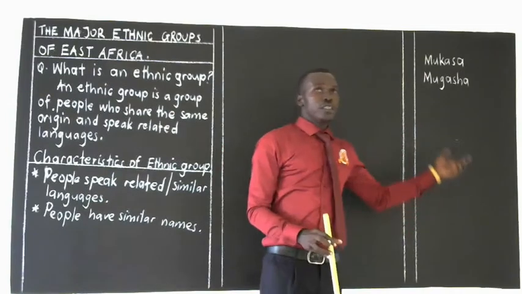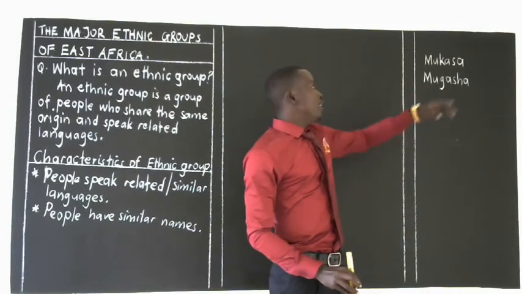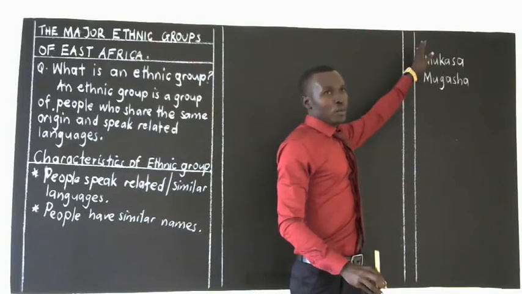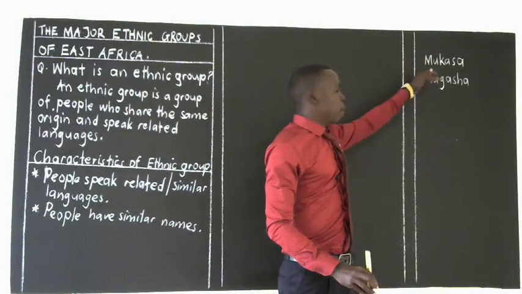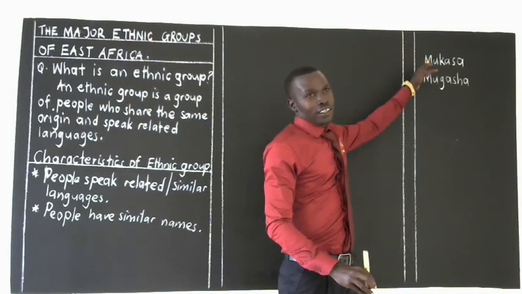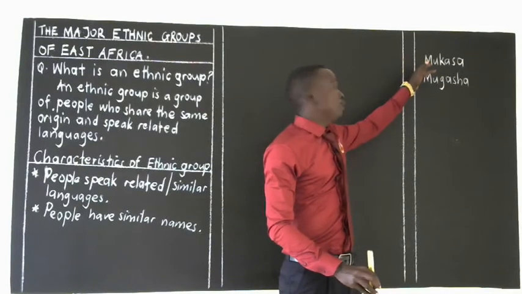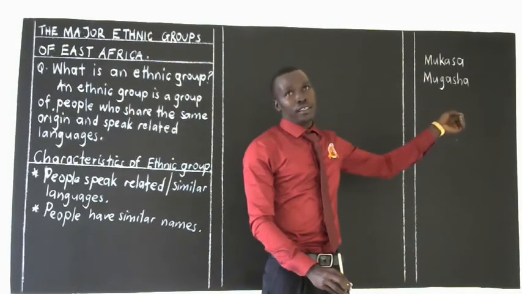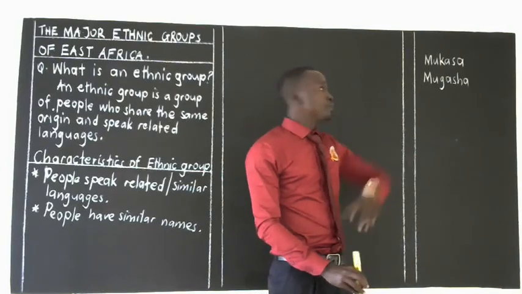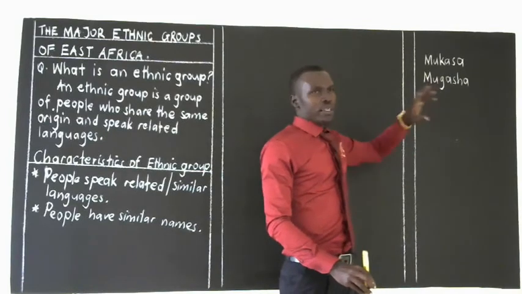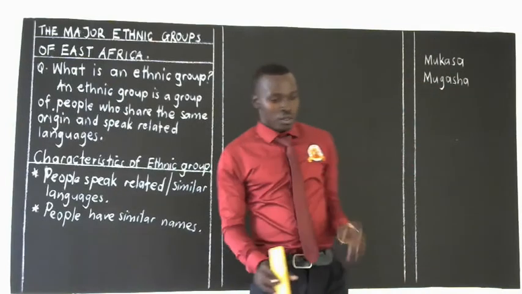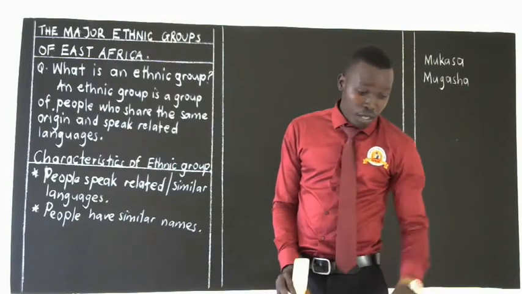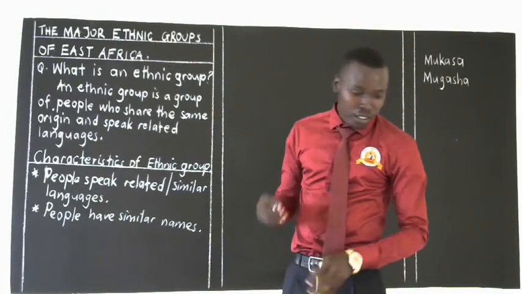I hope we're able to read this name. The first one is Mukasa. The second one is Mugasha. Are they the same? You will tell me they are not the same. But they are similar. They sound similar. So these are people from different tribes, but they belong to one ethnic group. That's about the ethnic, about the languages, about the names.